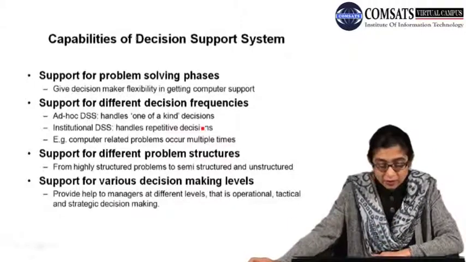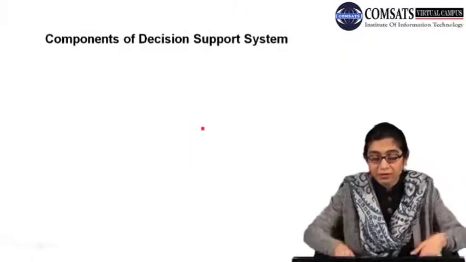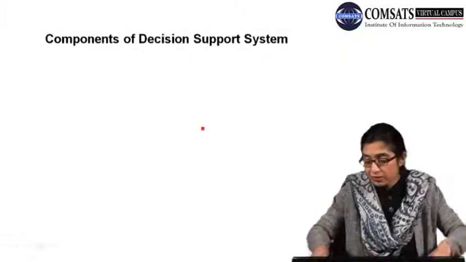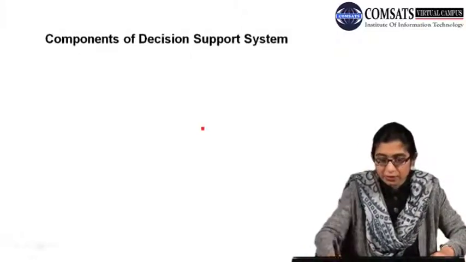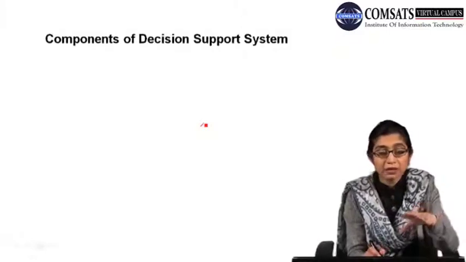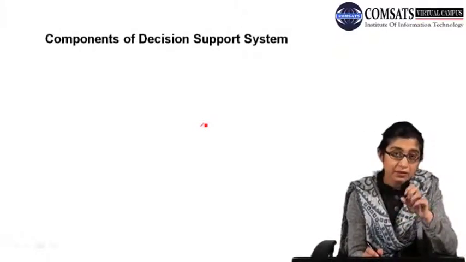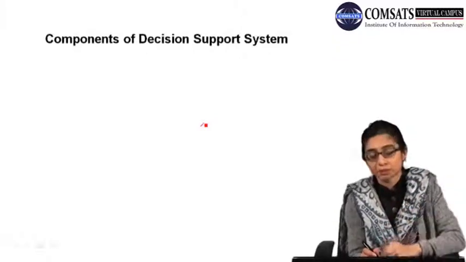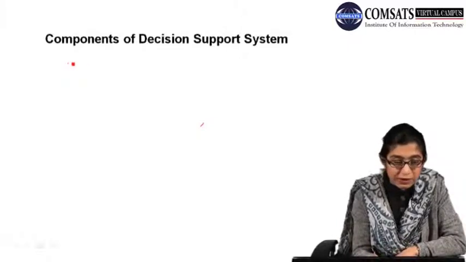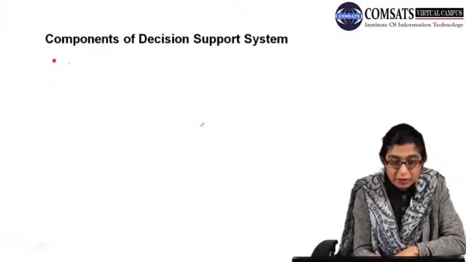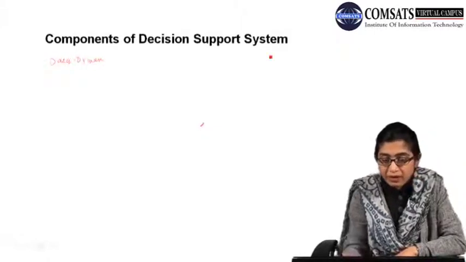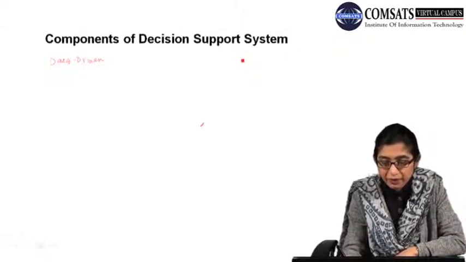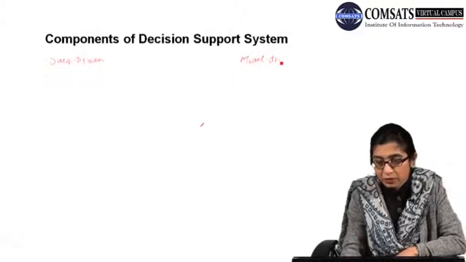Alright, now let's move on to the components of decision support systems. When we talk about components in a decision support system, there are two approaches used for decision making in the decision support system. One approach we call the data driven approach, and the other approach is the model driven approach.